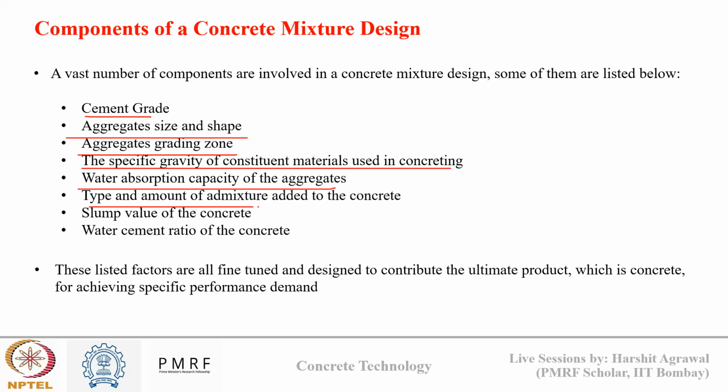Then the type and amount of admixtures that we are adding, like superplasticizers, retarders, accelerators. The slump that we demand from concrete, like 50 slump, or 100 or 150, how flowable we want our concrete mixture to be. And finally, the most important factor is the water to cement ratio, which plays an important role in governing the strength and the durability of concrete. So all these listed factors are fine tuned and designed to contribute to the ultimate product, which is concrete, to achieve a specific performance demand from concrete.